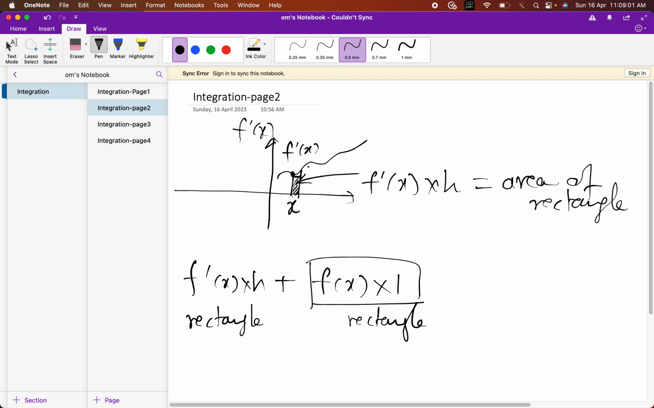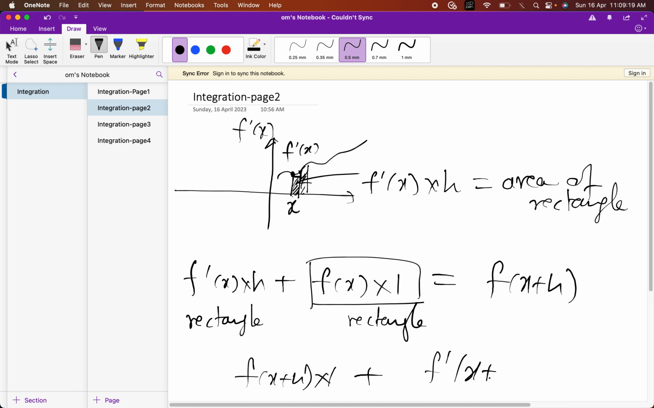To that I keep adding. At the moment I add, I go to the next neighborhood point, f of x plus h. Again I start from there and add the derivative at that point, and again I go to a new point, f of x plus 2h, and so on. So using this, I am accumulating areas.